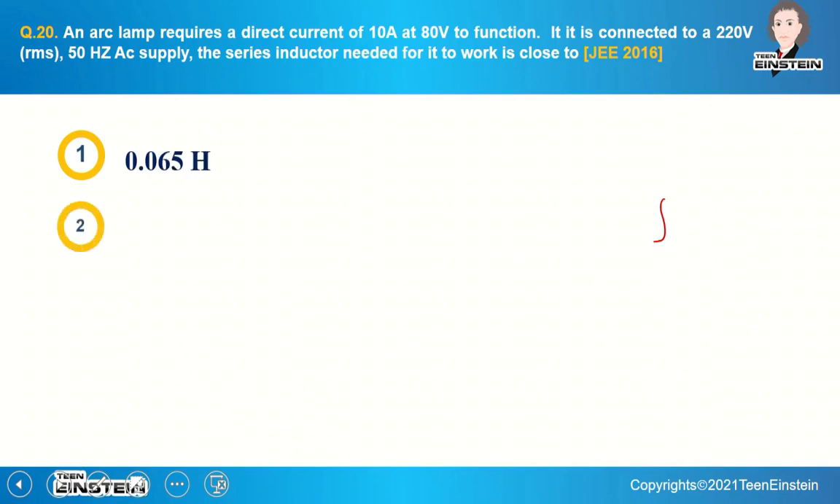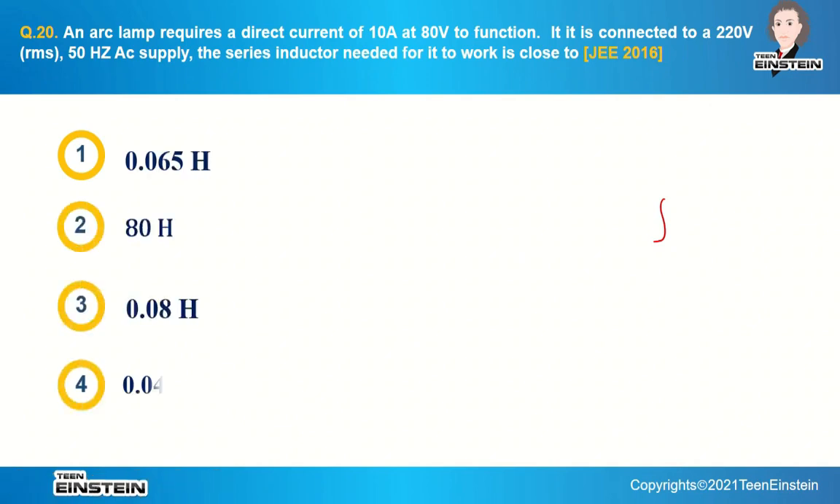Okay, so next we will move on with the next question. An arc lamp requires a direct current of 10 amperes at 80 volts to function. It is connected to a 220 volt 50 Hz AC supply. The series inductor needed for it to work is close to. So they want us to calculate the inductance. The resistance of the lamp given by Ohm's law is R equal to V by I, which is equal to 80 by 10 equal to 8 ohms.